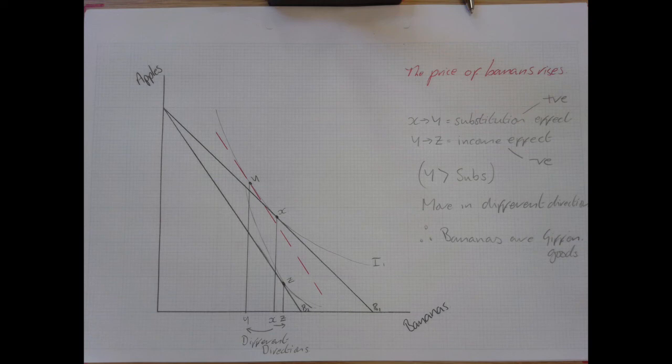The X to Y is a substitution effect, that's positive, and Y to Z is the income effect, that's negative, so therefore it must be a type of inferior good. But now the income effect is larger than the substitution effect, so these bananas are now Giffen goods. I hope that's made it a bit easier to understand how we show income and substitution effect on these diagrams.